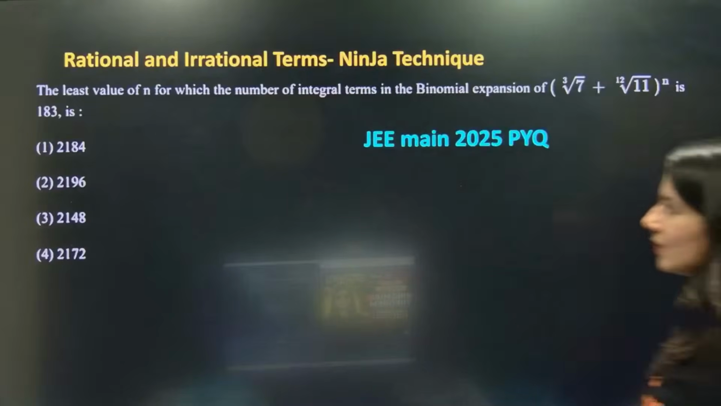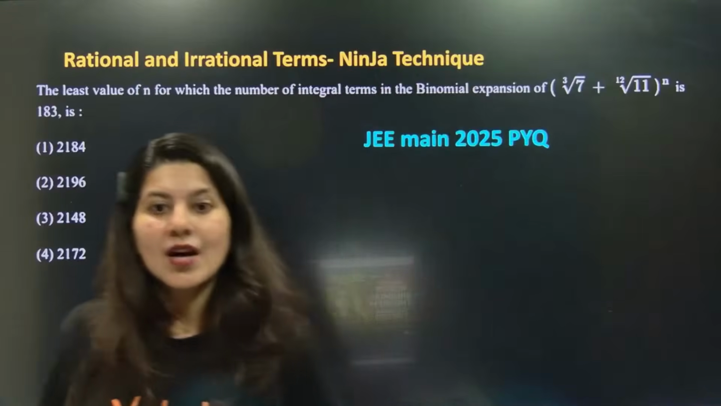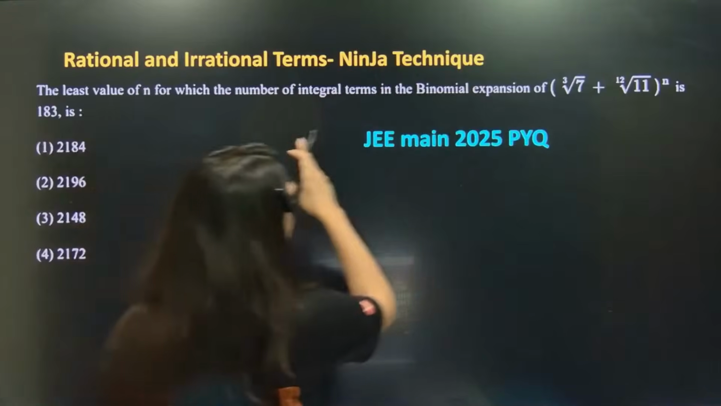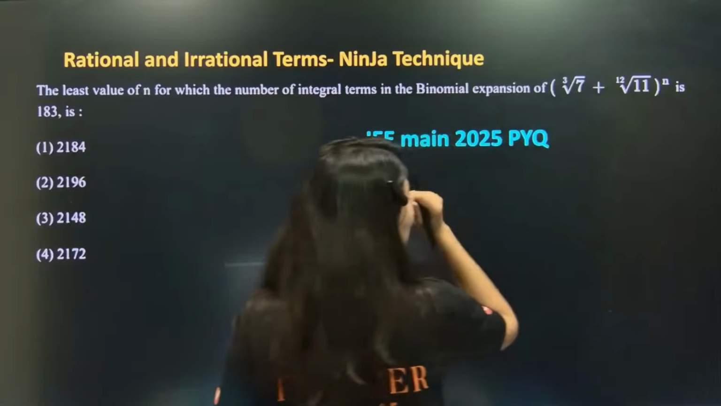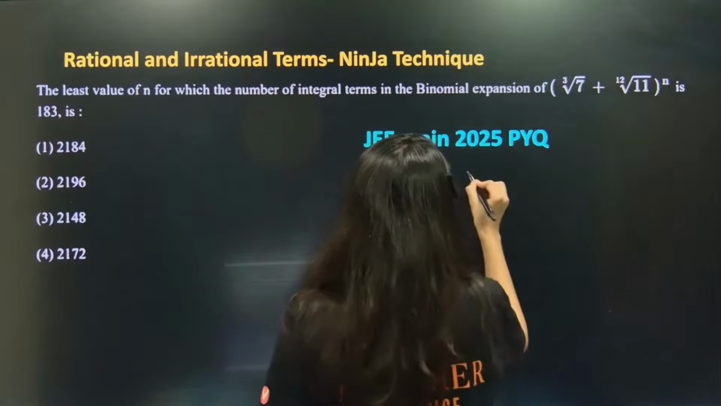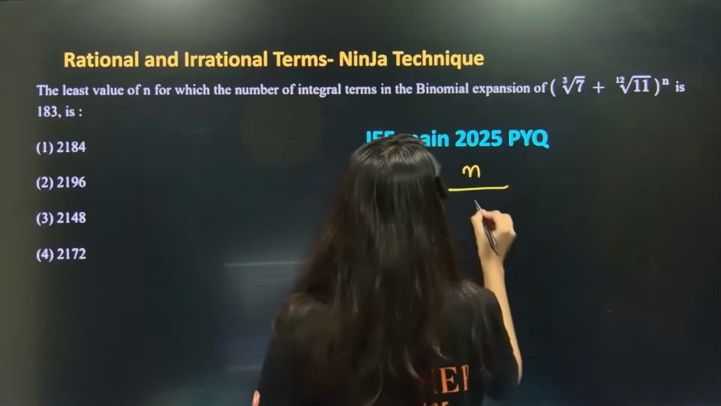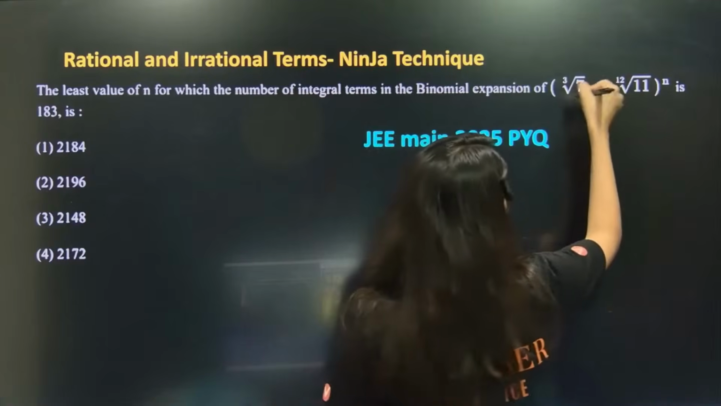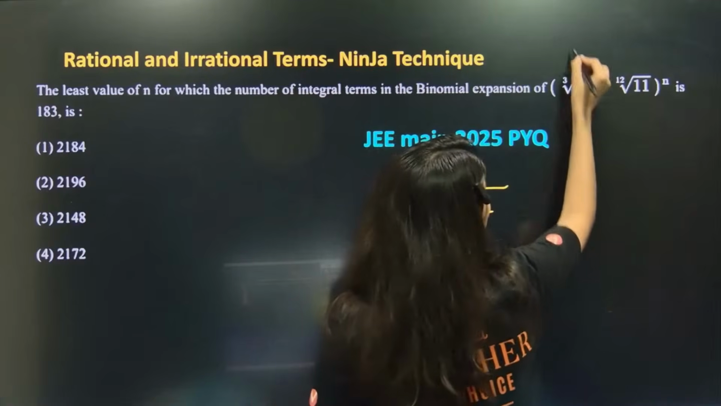One more question. Now this time they are talking about least value. If they are talking about least value, what we need to do is n by the LCM of 3 and 12, which is 12. See, sometimes people confuse that there is a square root.